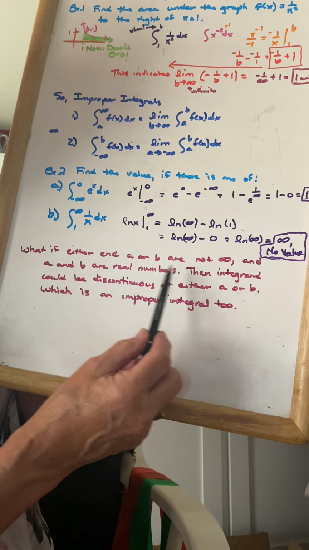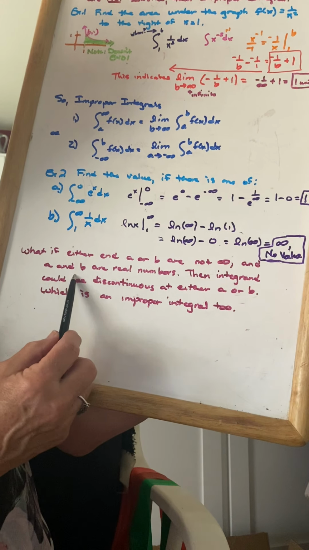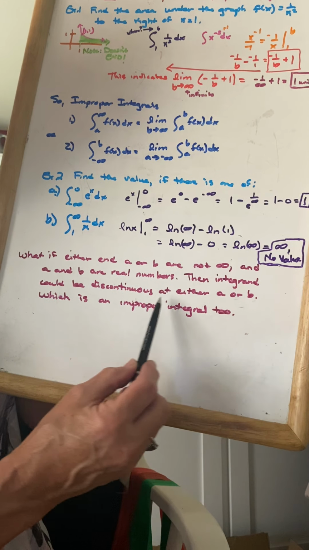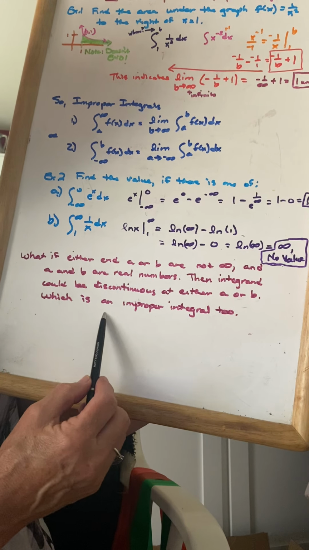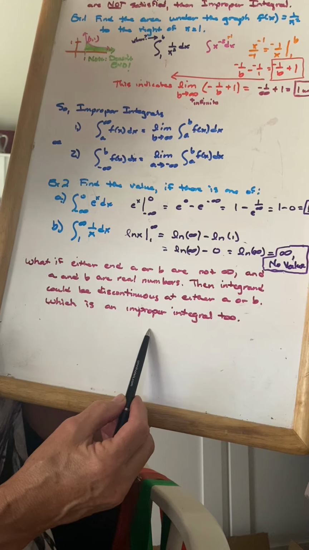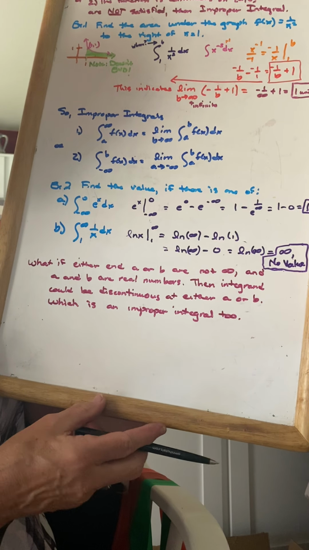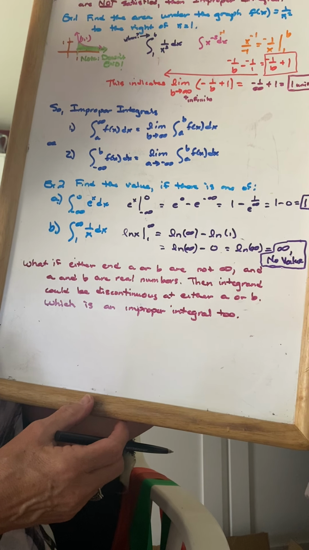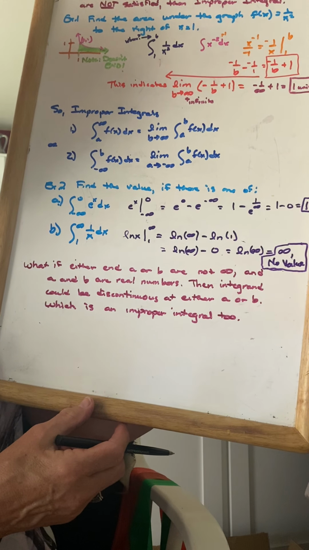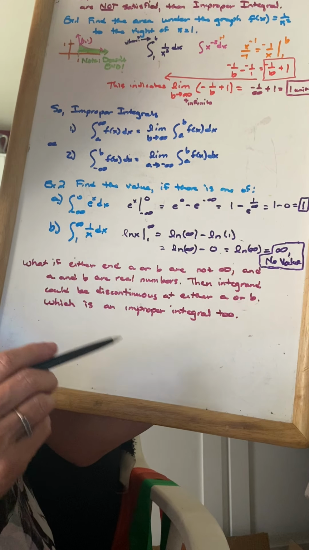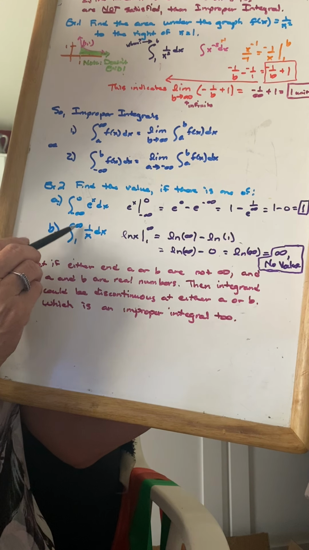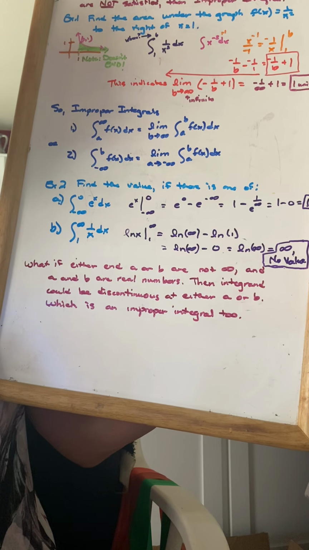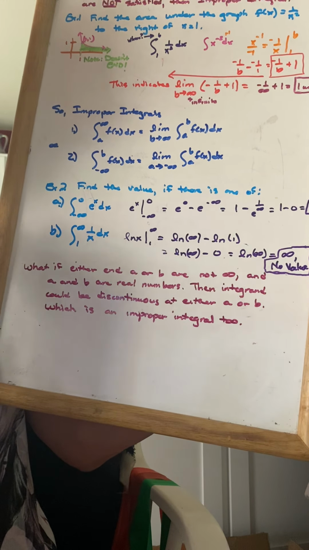What if a and b are not infinity and are real numbers? Then the integrand could be discontinuous at either a or b, which is another way to make an improper integral. We're going to cover that one on the next board. I'll let you look at this for a minute more. So far on this board, we've had an infinity at one end or the other end on all of our problems. Let's see what happens if infinity is not at either end.